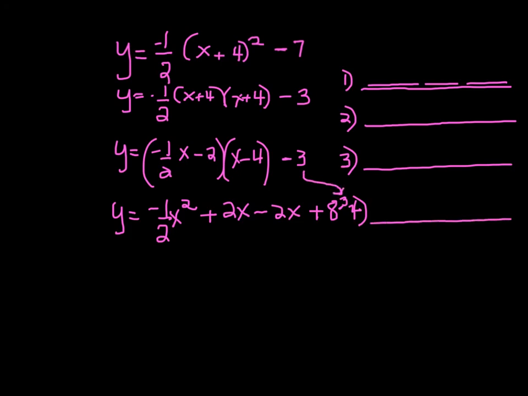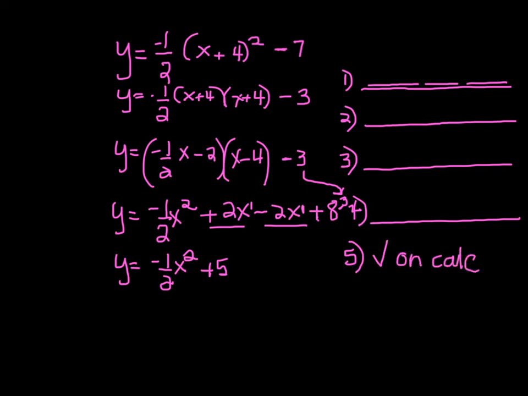Now I'm going to combine like terms. These two terms, their exponents are the same, and they're going to cancel each other out. And I'm going to get +8 minus 3. And the last step is to check on the calculator. Put your original in y1, put your solution in y2, and check the table.